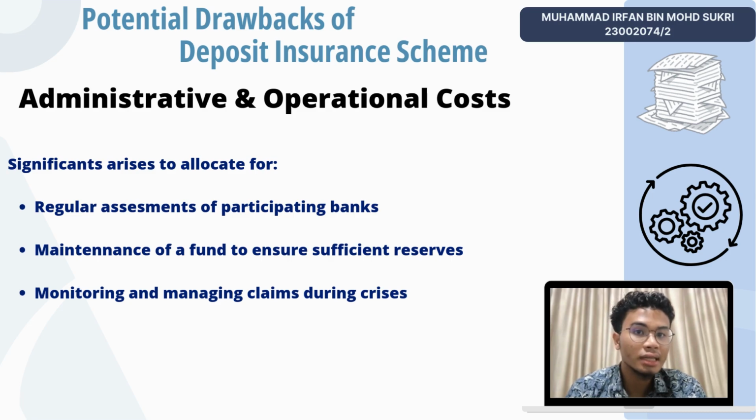analysis. Next, maintaining a fund to cover potential claims is crucial. This reserve must always be sufficient to handle emergencies like bank failures. Building and sustaining this fund can be costly as it demands contributions from banks and careful investment to keep it growing. Finally, during a financial crisis, the scheme must manage claims effectively.